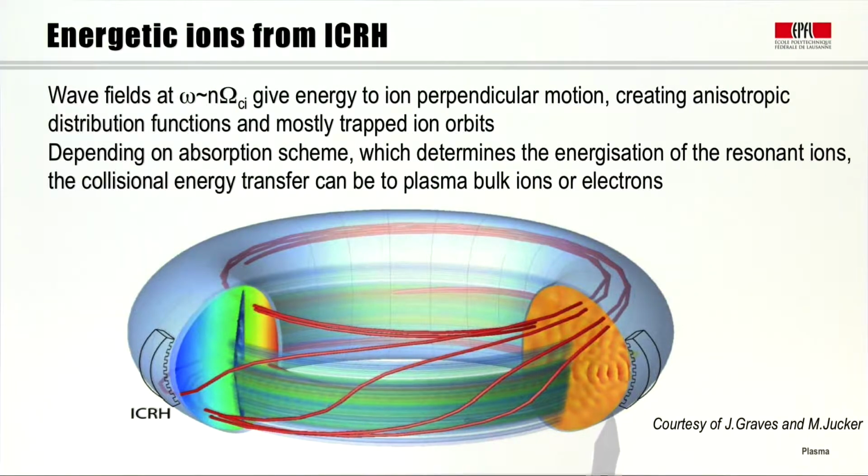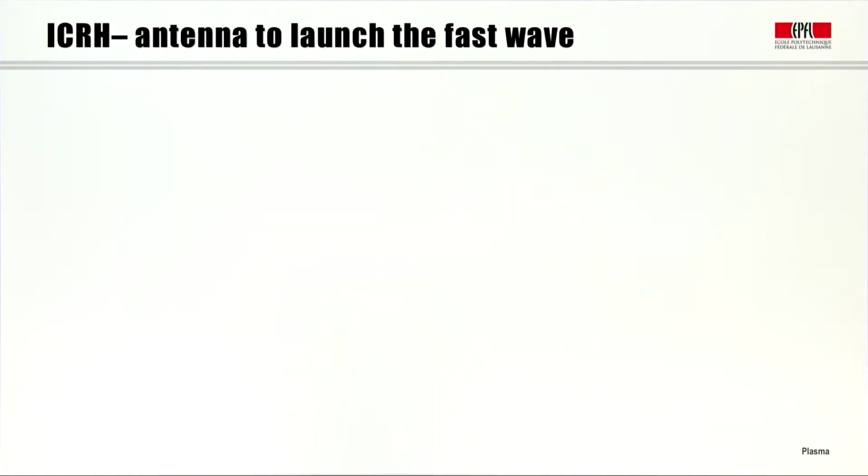This figure illustrates the complexity both of the wave fields that we are generating within an antenna at the ion cyclotron resonance frequency scheme, and the orbits of the energetic ions that are in fact energized by absorbing the power of the ICRH antenna. Now we can look a little bit at the details of the antenna system that we need to launch the fast wave, that is our energy carrier to the plasma core.